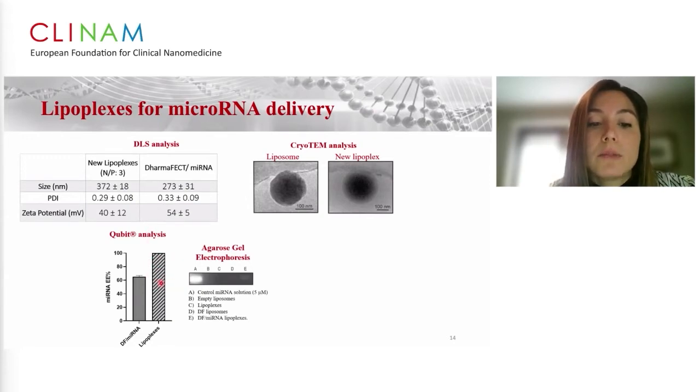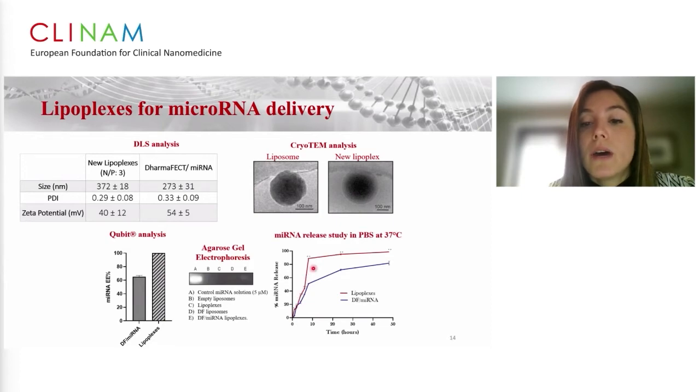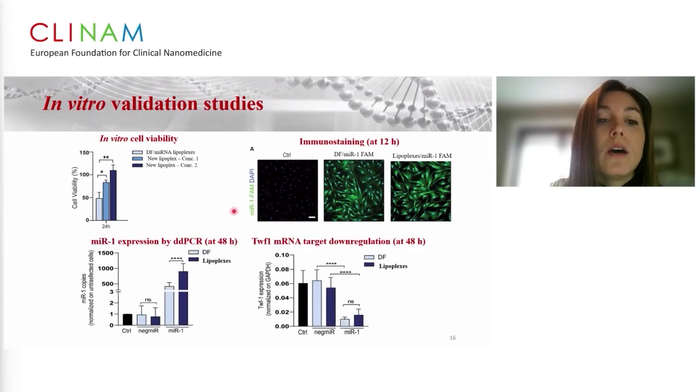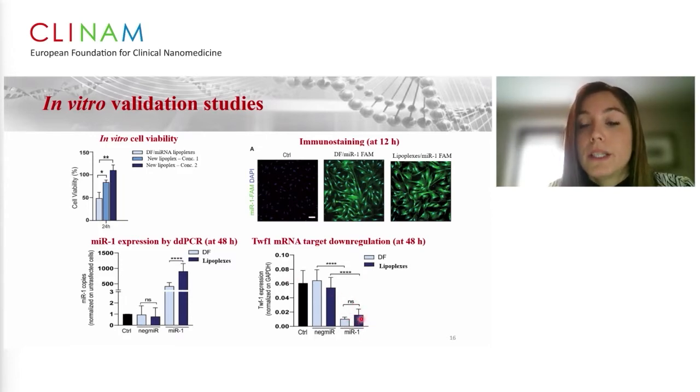NEGMIR-loaded lipoplexes had a high encapsulation efficiency, about 99%, compared to DharmaFECT lipoplexes, with a gradual and total release of the microRNA compared to DharmaFECT lipoplexes. In vitro validation studies were also performed in adult human cardiac fibroblasts, showing a high biocompatibility and the ability to efficiently internalize the FAM-labeled MIR1 into cells. Moreover, a higher level of MIR1 was obtained with lipoplexes compared to DharmaFECT lipoplexes. The transfection efficiency was also evaluated, showing a TBX1 downregulation.